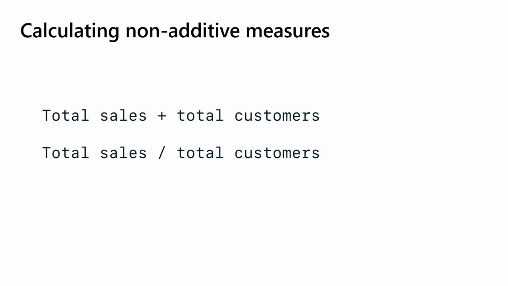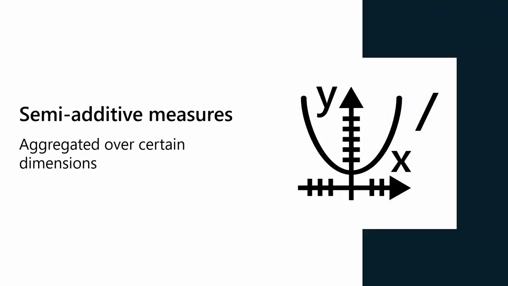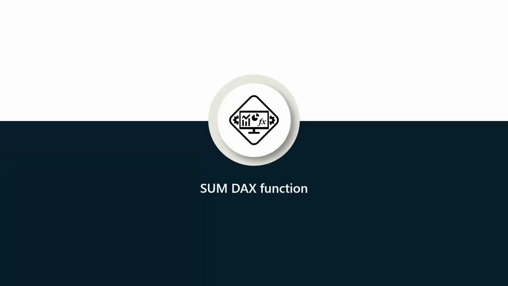Finally, let's explore semi-additive measures. Semi-additive measures can be aggregated over some, but not all dimensions. They're mostly used in situations where the data represents a state at a particular point in time. They've meaningful aggregation for certain dimensions, but not for all. Like with additive measures, semi-additive measures use sum to aggregate over some dimensions, and a different aggregation over other dimensions.